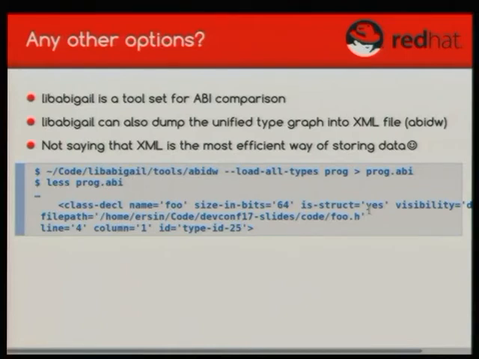abidw is one of the tools built on top of libabigail and shipped as part of libabigail. You can tell it to load all the types, even those unreachable from the export interface, and just dump them in a file, and in the file you will see an XML element which contains what originally was in one of the debug information entries. They say class, but it's a C structure; because libabigail is written in C++, they don't use the term structure, they use the term class. So we create a class called foo, which is 64 bits in size, and there are some other attributes of this type.